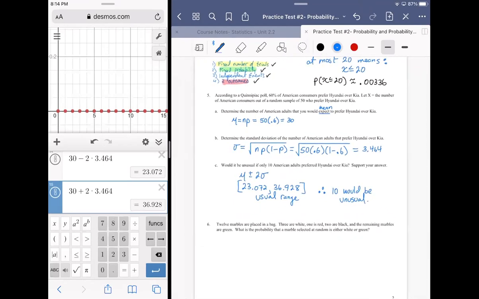All right. So number 6, 12 marbles are placed in a bag. 3 are white, 1 is red, 2 are black, and the remaining marbles are green. What is the probability that a marble selected at random is either white or green? All right. So that's an addition rule kind of situation. There's a couple of different ways of handling it. Since it's a small sample, honestly, you could just draw out a picture if you wanted to.